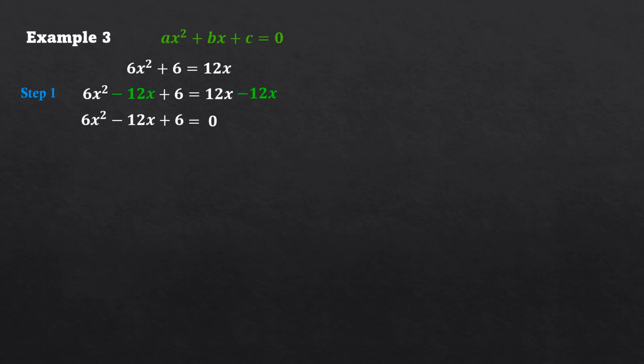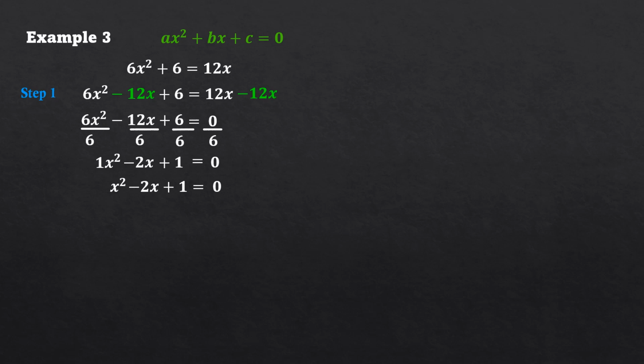To make it easier to solve, let us reduce the numerical coefficient of the equation by dividing by 6. Divide the whole equation by 6. Let us simplify. 6x squared divided by 6 is equal to 1x squared. Minus 12x divided by 6 is equal to negative 2x. Plus 6 divided by 6 is equal to 1. And lastly, 0 divided by 6 is equal to 0. As a result, the given quadratic equation is 1x squared, or we can write it as x squared, minus 2x plus 1 is equal to 0.